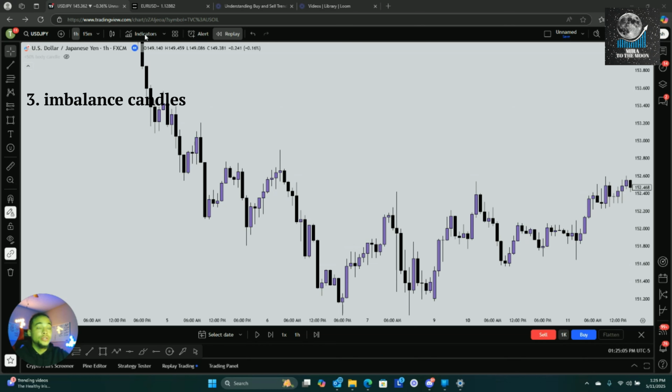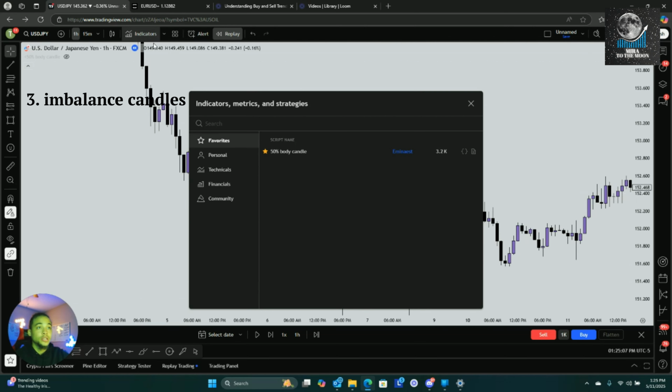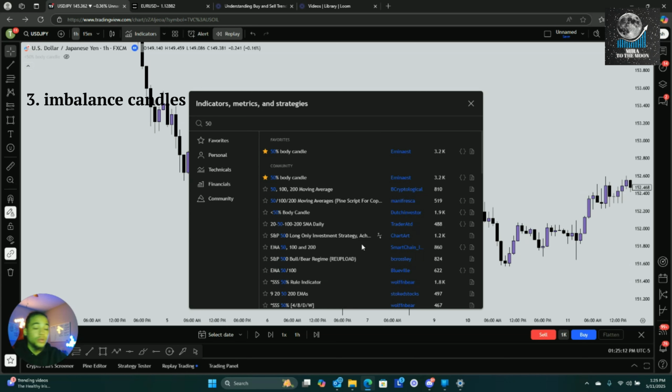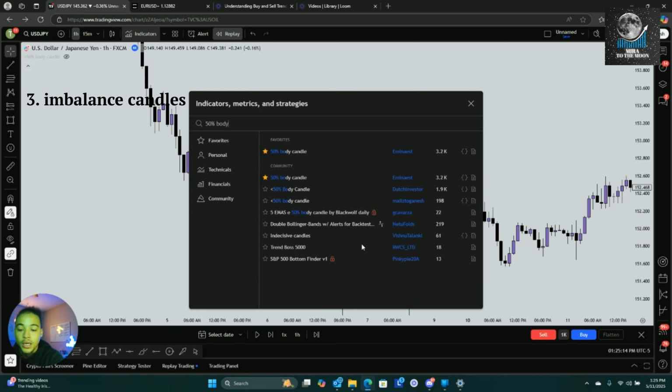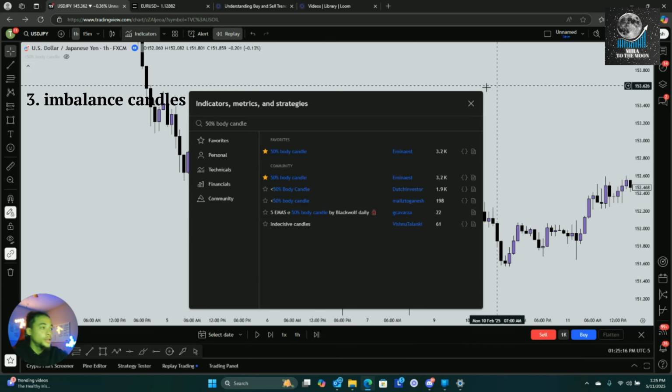So the first thing that I want you guys to do is come to indicators, click the indicator screen, and then type in 50% body candle. I'll do it with you guys. Body candle. And this is going to be created by Imbalance. And like I said, guys, this is optional. You can favorite it if you want. I have mine favorited, and then I turn it off or I turn it on when needed.